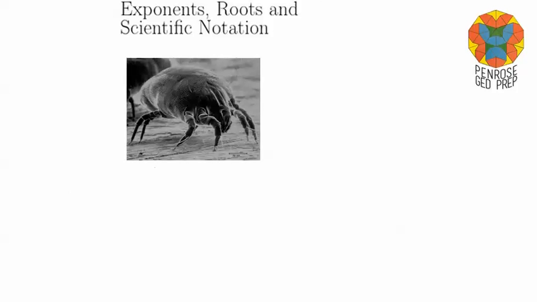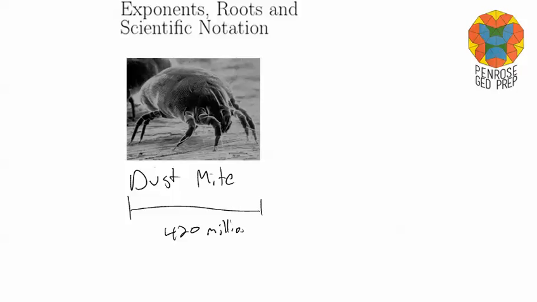Let's see one more example. This time we will use scientific notation to write a very small number. This is a dust mite. Most dust mites are about 420 millionths of a meter long. In decimal notation, 420 millionths of a meter looks like this.